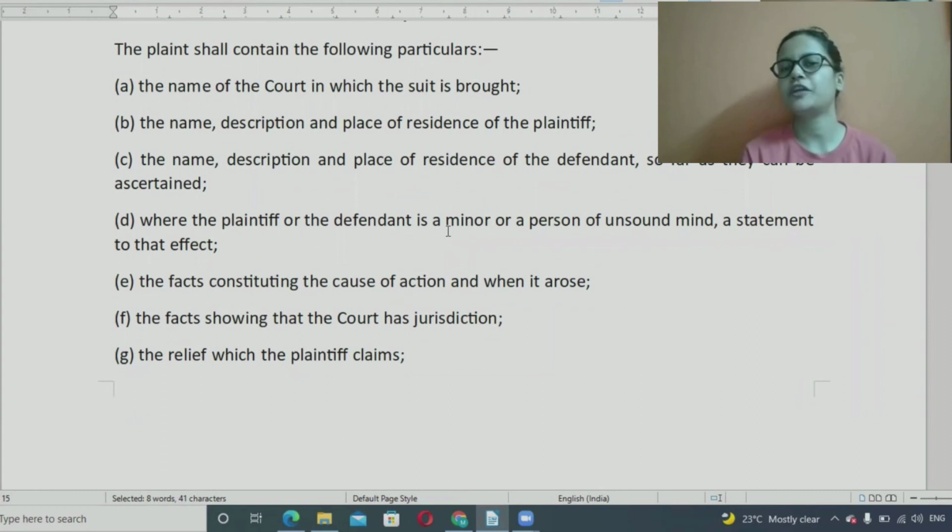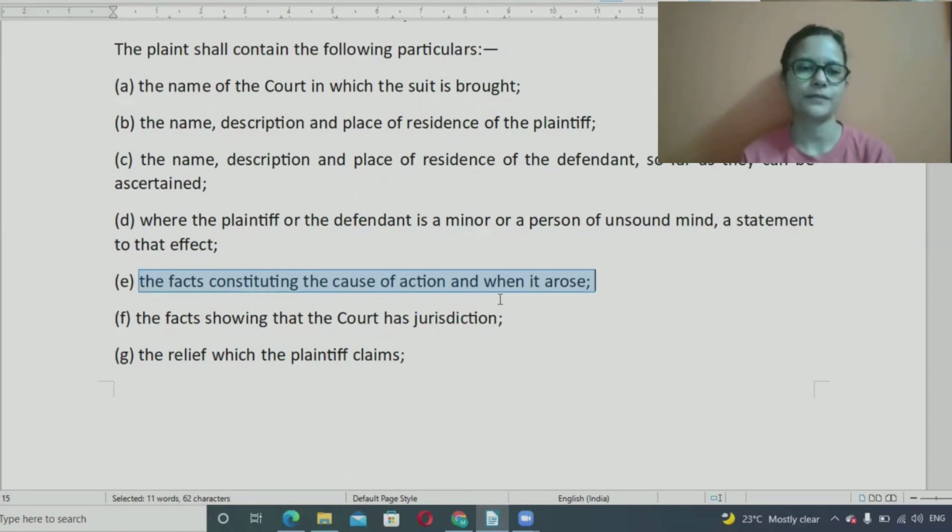Where the plaintiff or the defendant is a minor or a person of unsound mind, a statement to that effect. Usually for a minor, it would be mentioned as minor. In the same way, if a person is of unsound mind, that also has to be mentioned. The facts constituting the cause of action and when it arose. We need to mention the date, time, when it happened, where it happened, what happened. We need to narrate the story in detail.